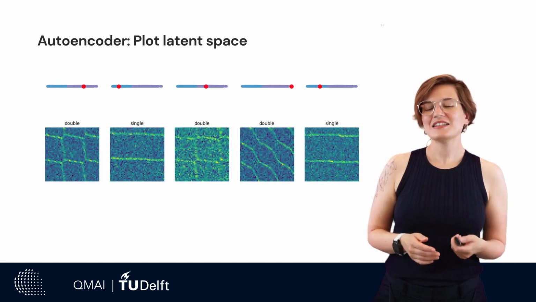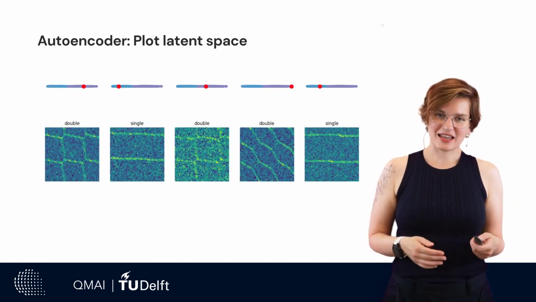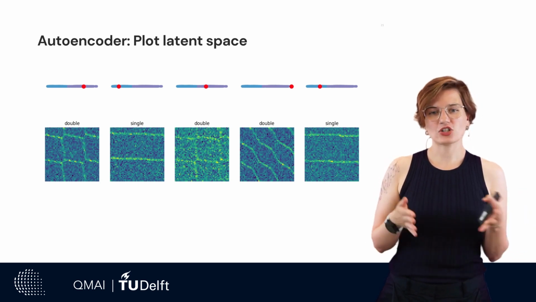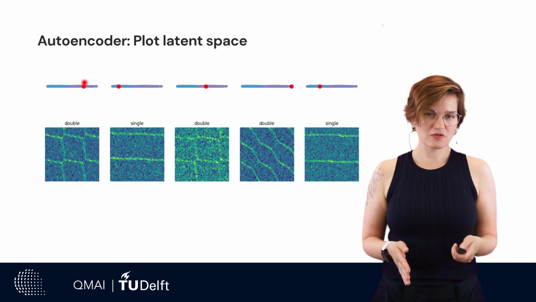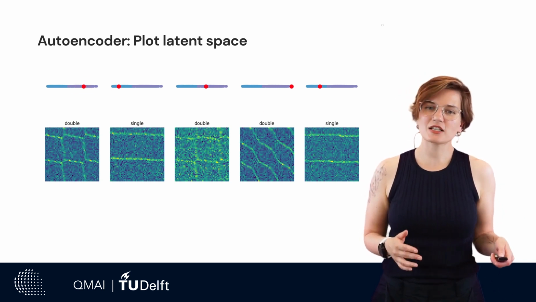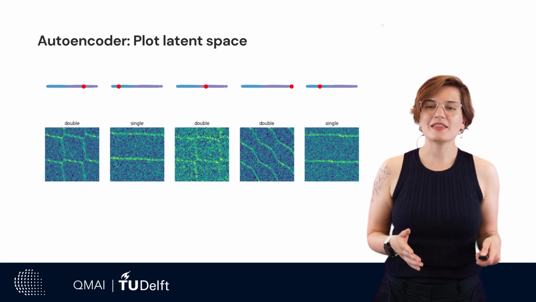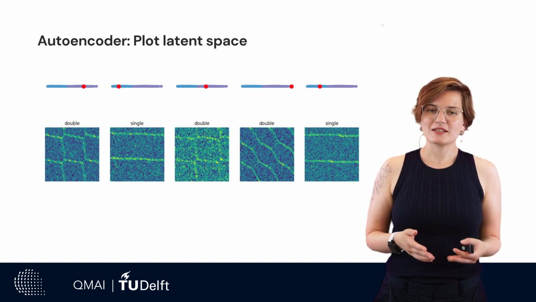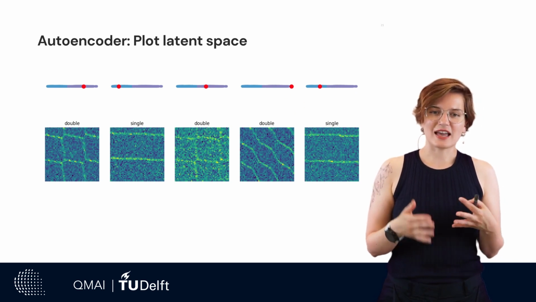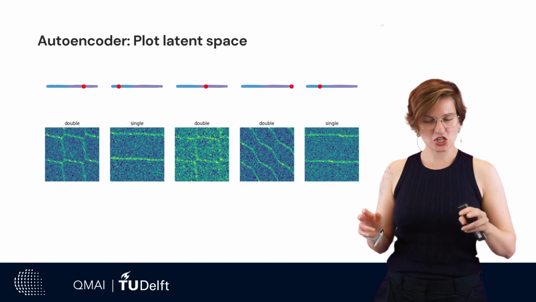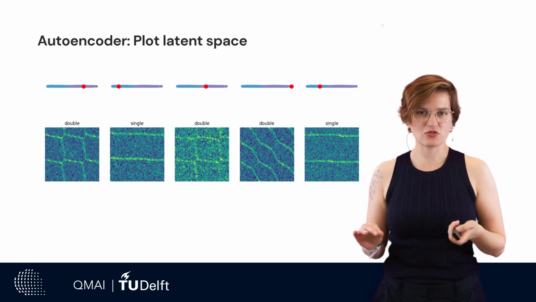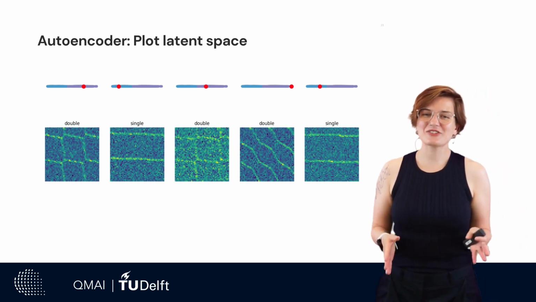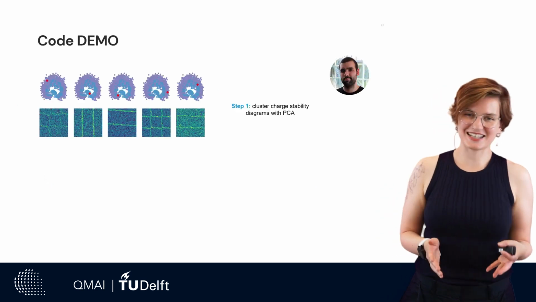So you can indeed plot your charge stability diagrams together with the dot that tells you where in the cluster your charge stability diagram lives. And you will quickly see that the single dot charge stability diagrams are blue and the double dot charge stability diagrams are purple. So basically we obtained again this kind of classification with no labels, just looking at the plot of the latent space. So now let's look at what you are going to do in your coding exercise.